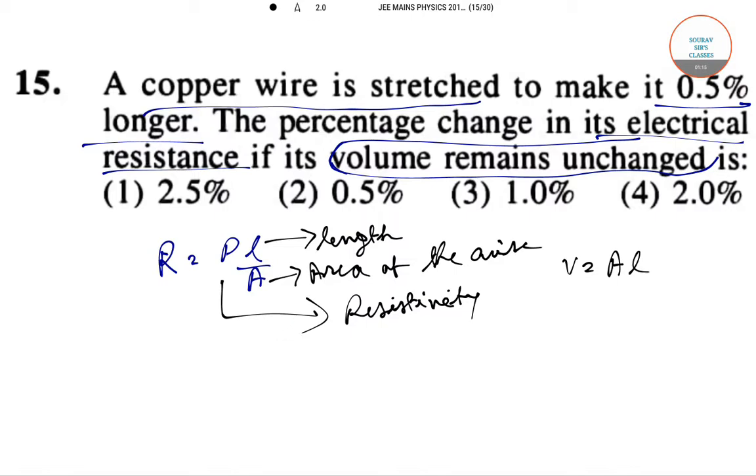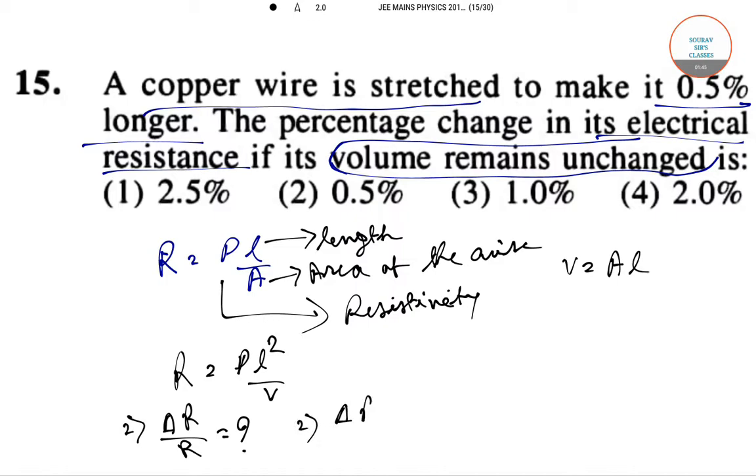So R equals, we can write A is equal to V by L, so this can be written as rho L square by V. A copper wire is stretched to make it 0.5% longer, and what is the change in resistance? So delta R by R can be written as 2 delta L by L.